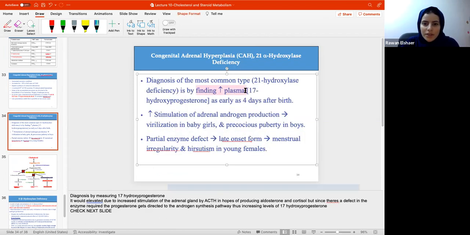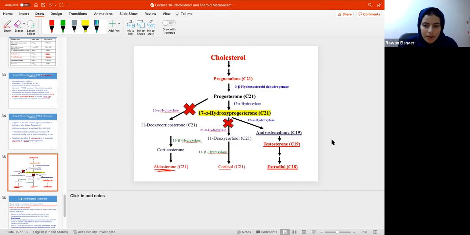They find increased plasma 17 hydroxyprogesterone as early as 4 days after birth. This is in the classic type; since it's found as early as 4 days after birth, it will be very high. It will also cause precocious puberty in boys. We know this too, since they have lots of androgens.